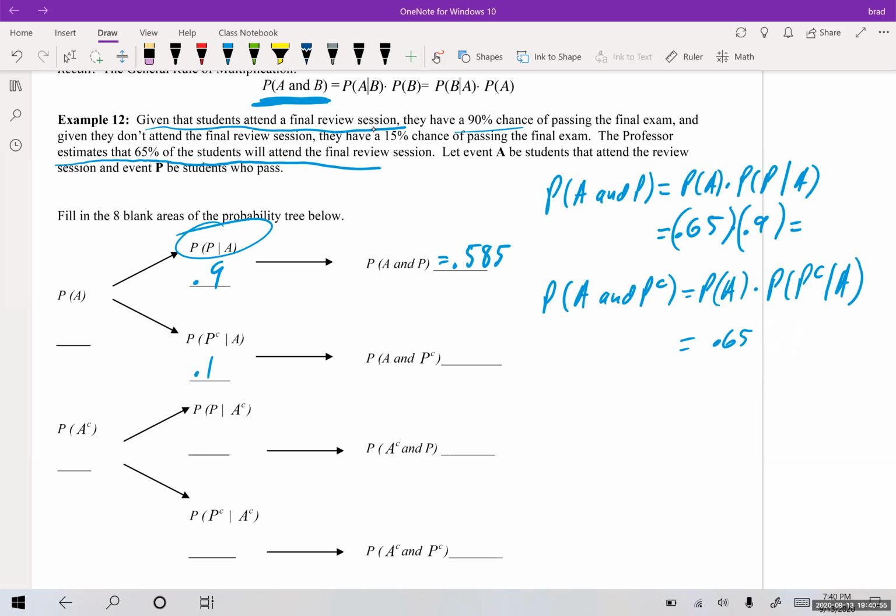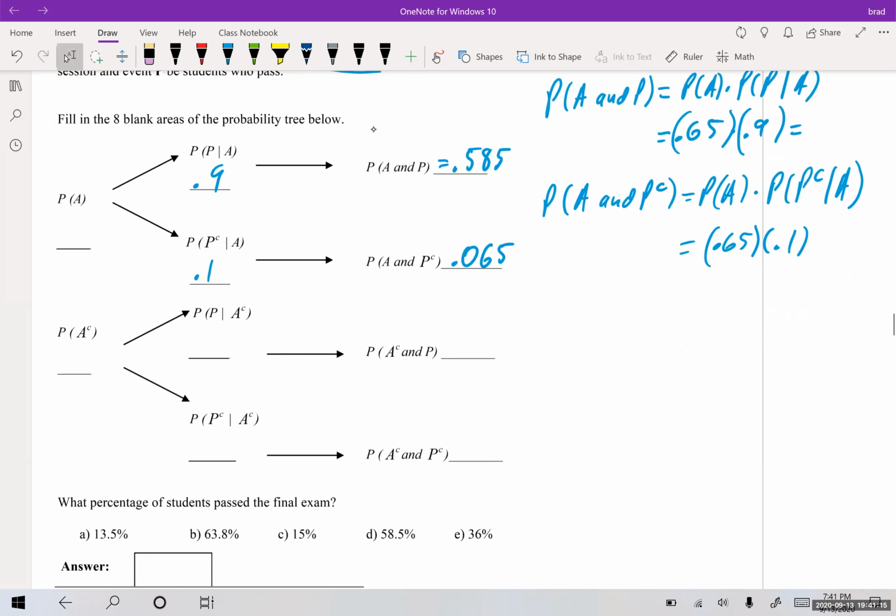I don't know why I keep using that. 0.65 times 0.1, and that should be 0.065. So you see how with the probability tree you get to use this and this to get this, and I get to use this and this to get this. That's kind of the secret to the probability tree, it has everything built in for you. It kind of goes with the flow.